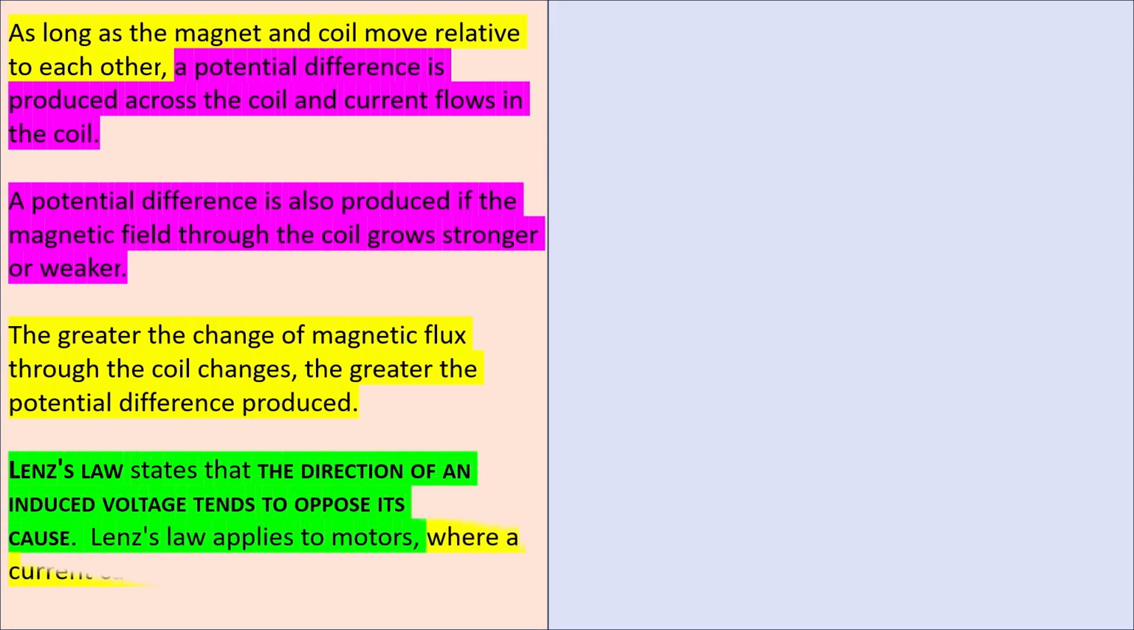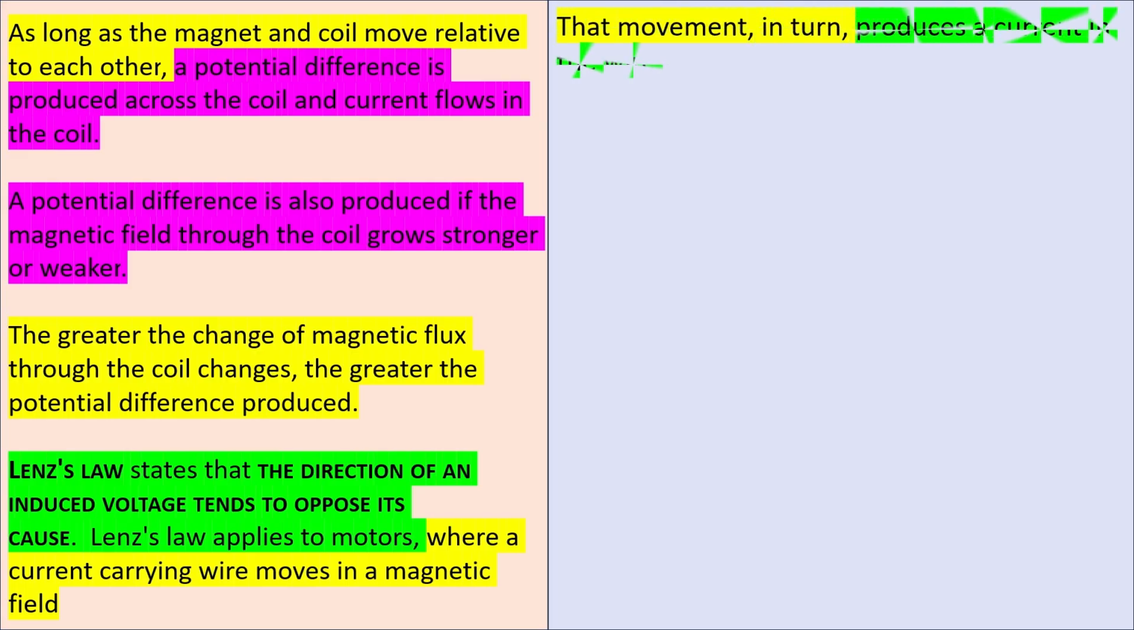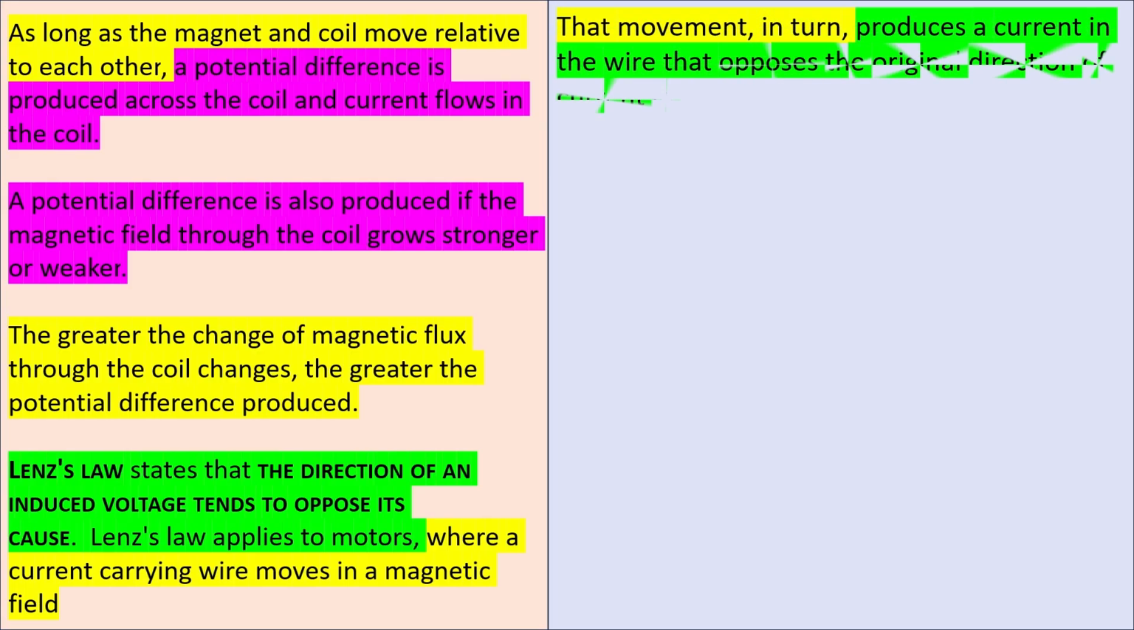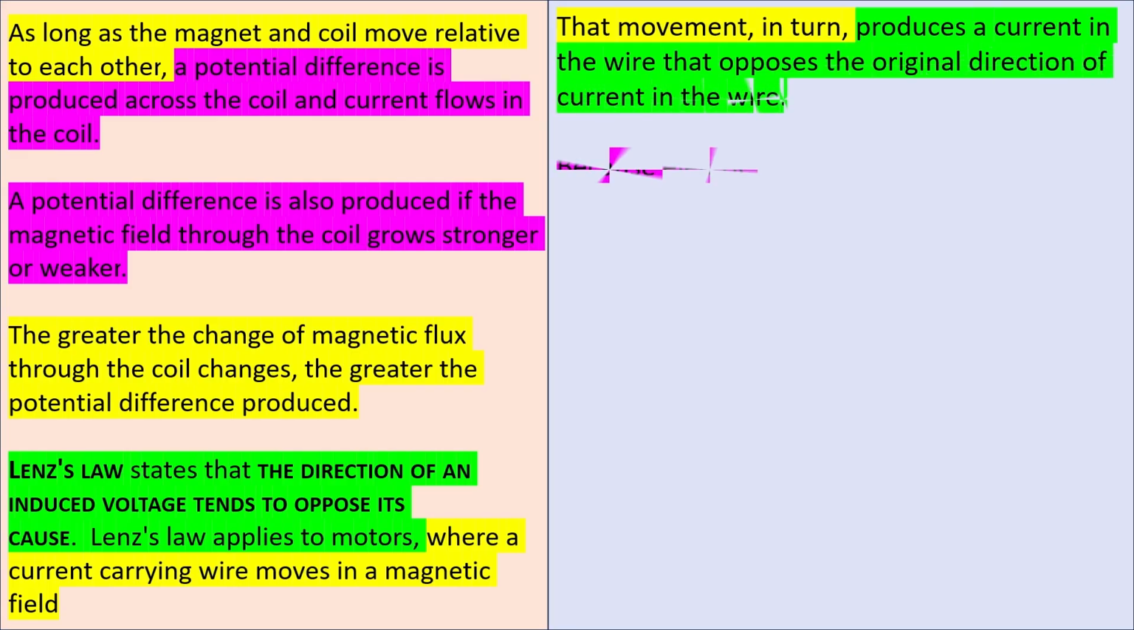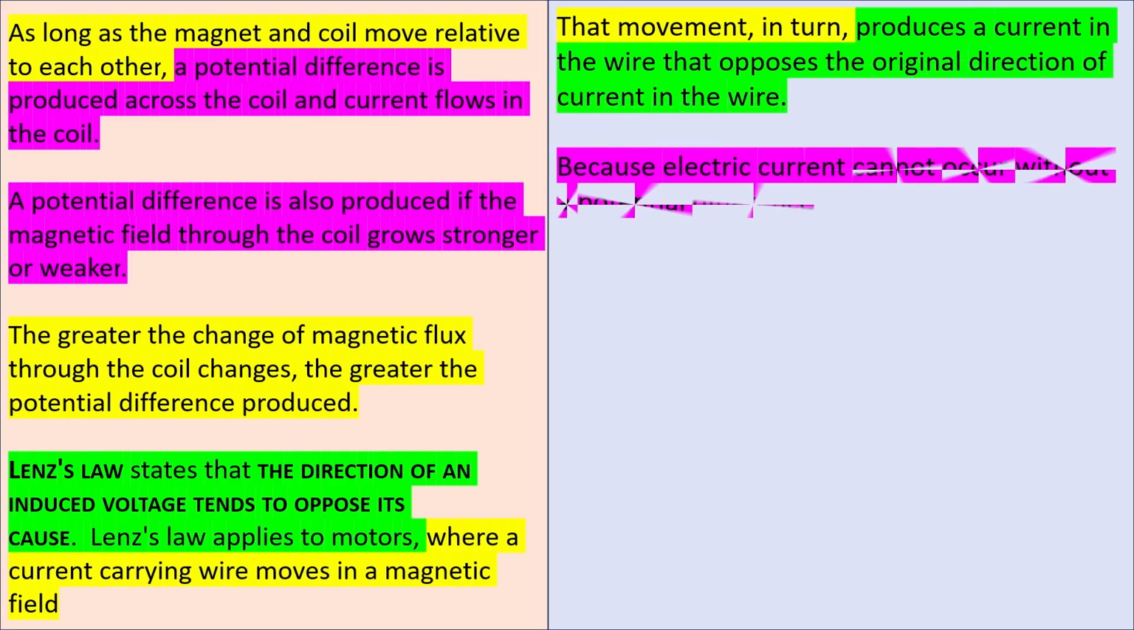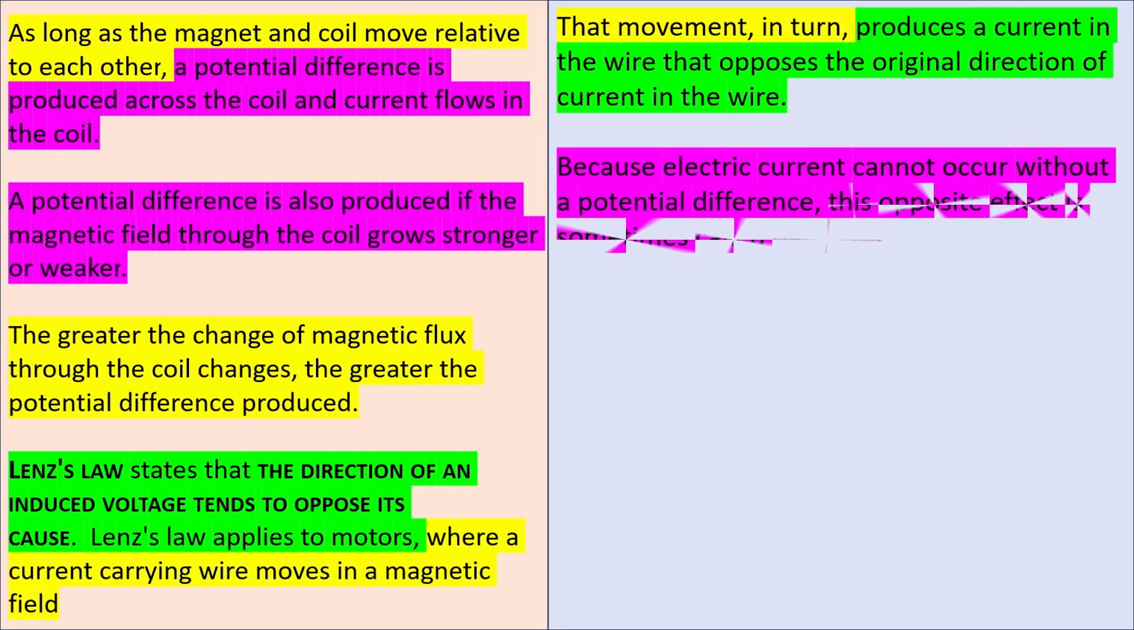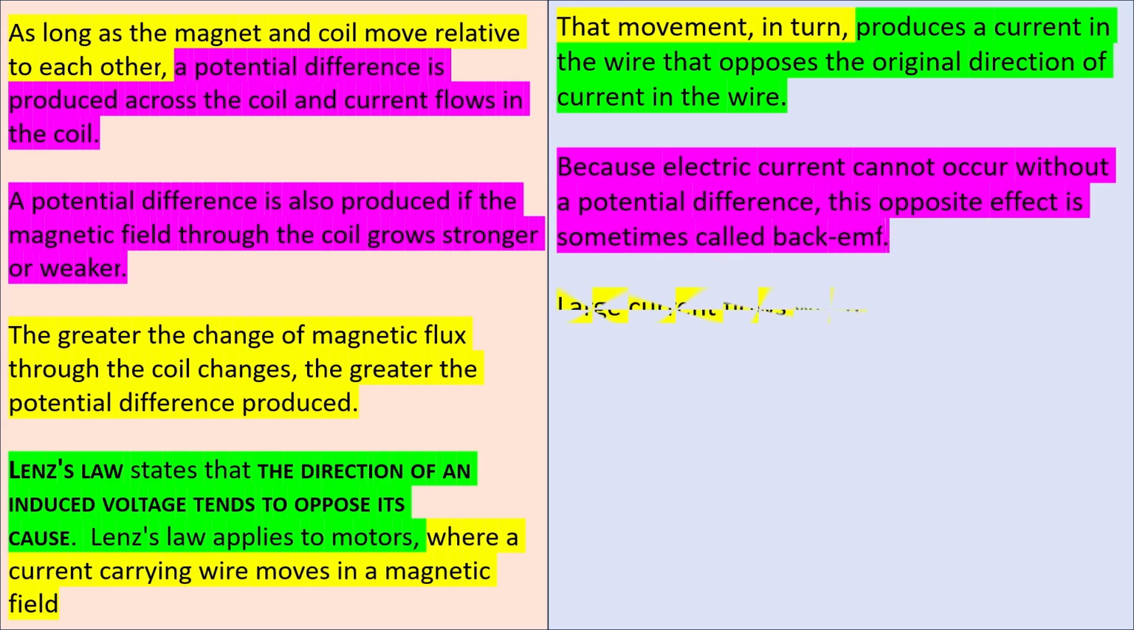Lenz's law states that the direction of an induced voltage tends to oppose its cause. Lenz's law applies to motors, where a current carrying wire moves in a magnetic field. That movement in turn causes a current in the wire that opposes the original direction of the current in the wire. Because electric current cannot occur without a potential difference, this opposite effect is sometimes called back EMF.